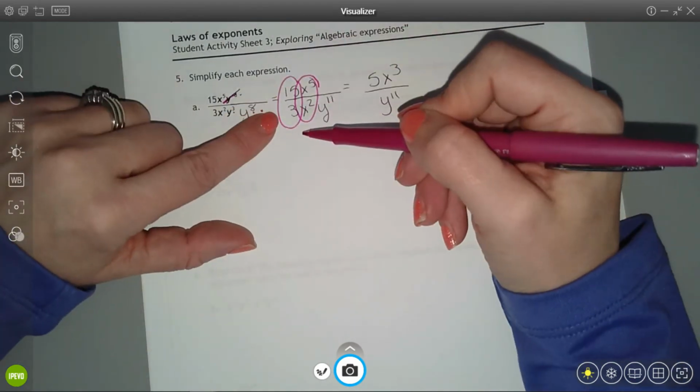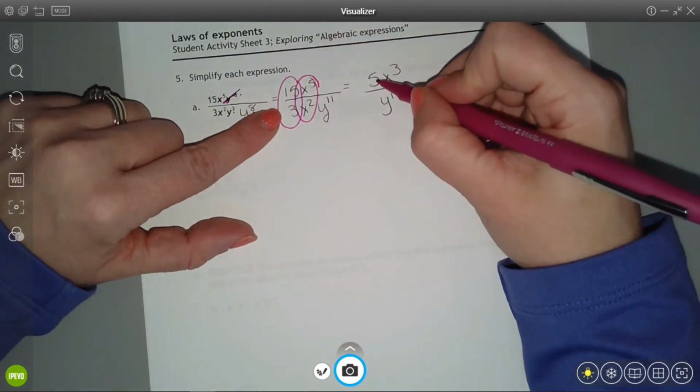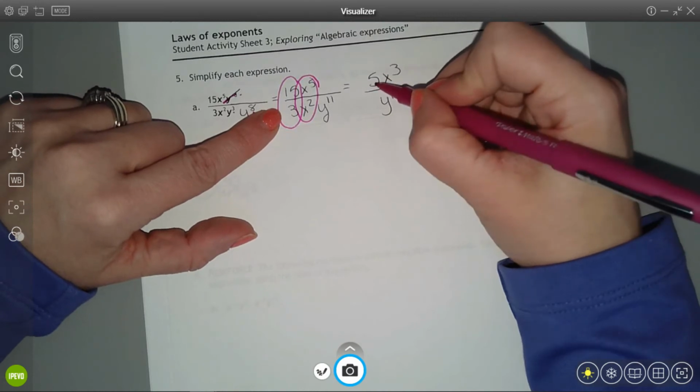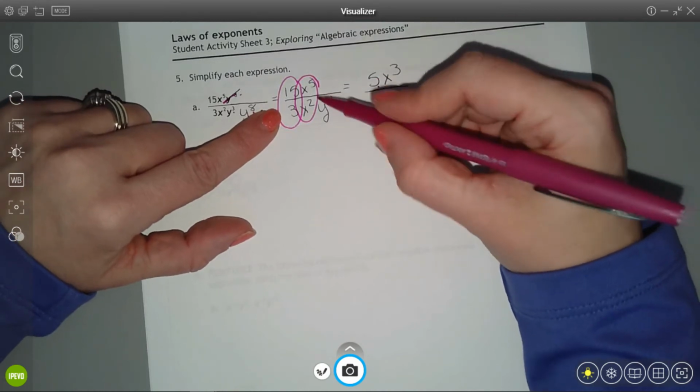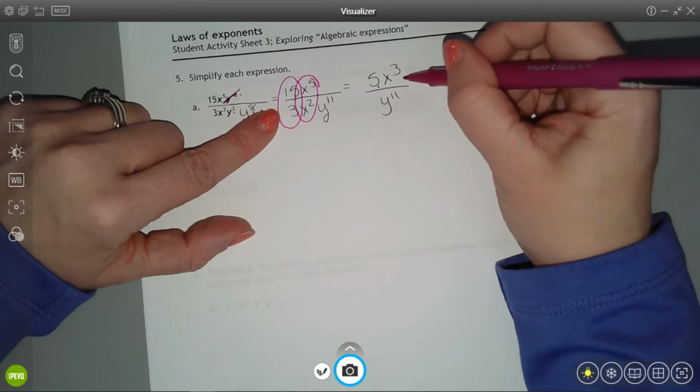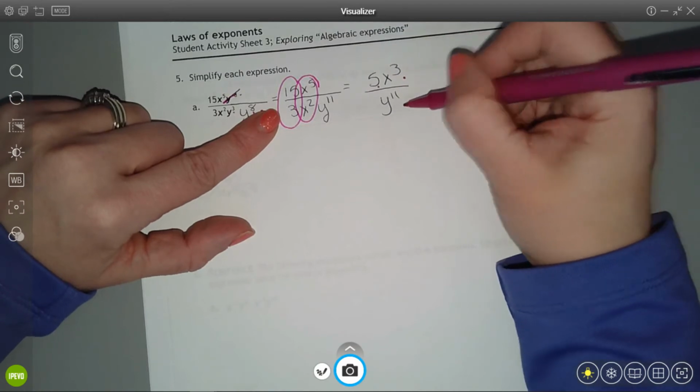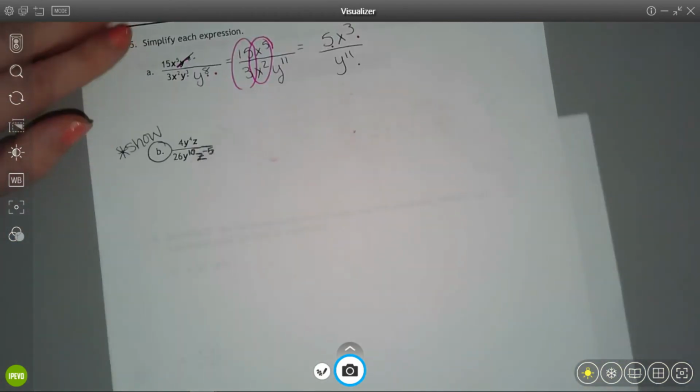5 divided by 3 can be simplified. Okay, 5 divided by 3 is a 5 on top. Where are my x's bigger? They are bigger on top by 3. And I'm left with y to the 11th on the bottom.